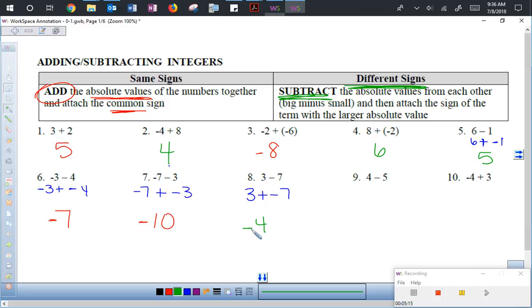Alright, what I'd like you to do is pause the video, do number 9 and 10 on your own, rewrite them if you need to. Okay, so on number 9, hopefully you rewrote that as 4 plus negative 5, and you should have gotten a result of negative 1. And on number 10, we don't need to rewrite that. We have different signs here, so 4 minus 3 is 1, bigger number is negative, and again we get negative 1.